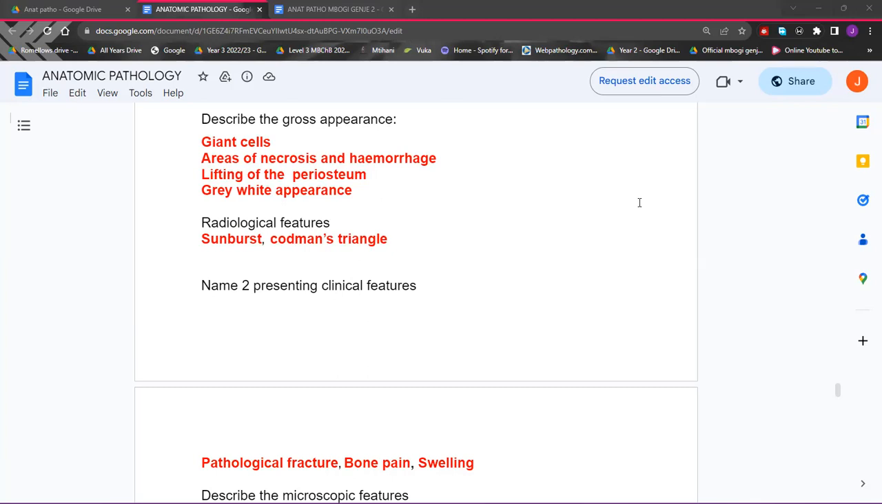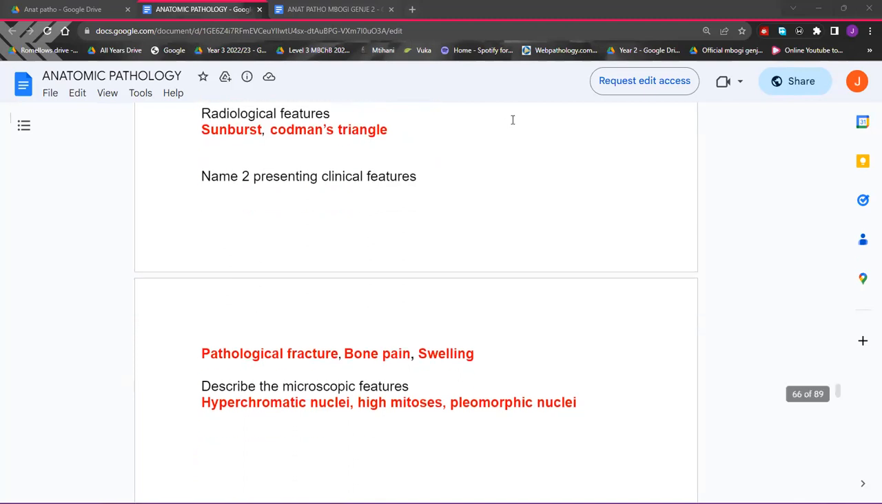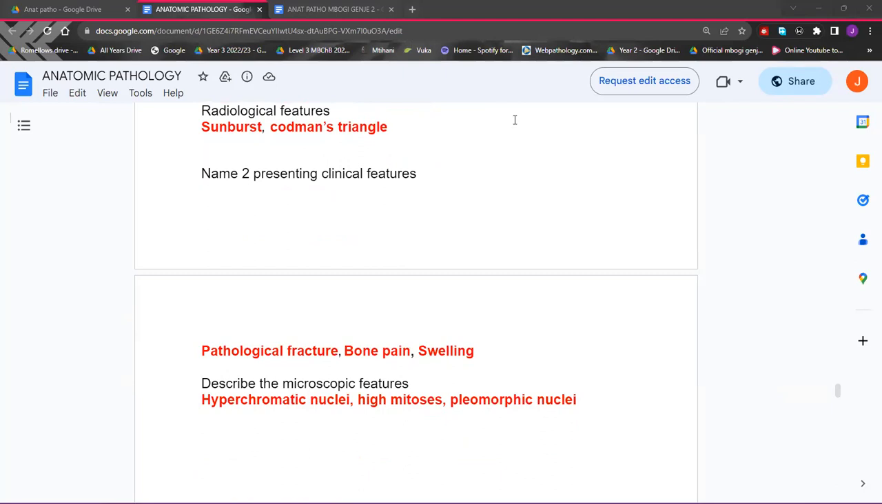Now, let's describe the microscopic features of osteosarcoma. What do you expect to see under microscopy when you look at an osteosarcoma? You expect to see hyperchromatic, exactly, polymorphic, pleomorphic nuclei, right? We have high mitosis, rapidly dividing cells, and also hyperchromatic nuclei. So you can see some of these are very cut across the board. You can use them for most of these tumors, right? These are characteristic of tumor cells. Hyperchromatic, pleomorphic nuclei, and high mitosis.